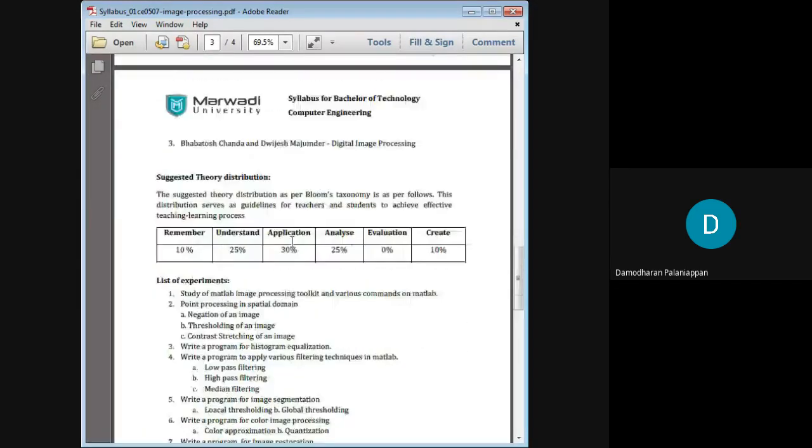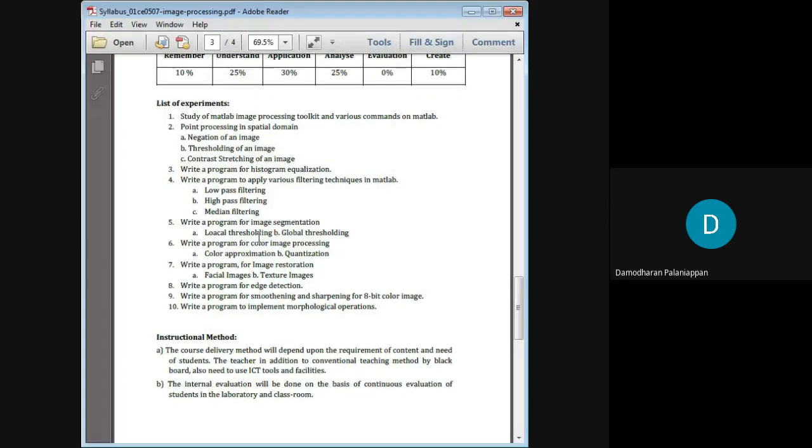The next thing we are seeing is the list of experiments we have done in the laboratory lecture. The first is the study of the MATLAB image processing toolkits and various commands. In the first experiment we discussed how MATLAB works and what various commands can be used in mathematical expressions and plotting. We are able to read the image, display the image, as well as do matrix operations. We have completed experiment 1.